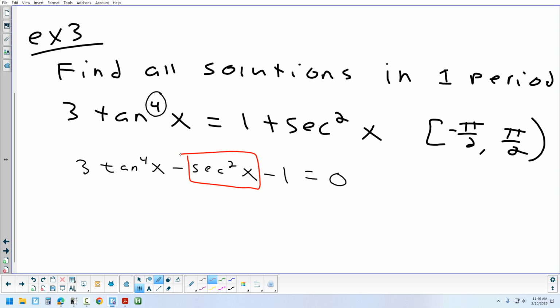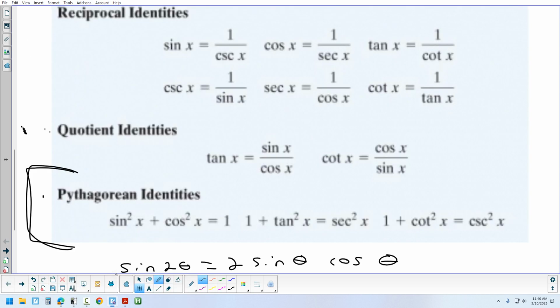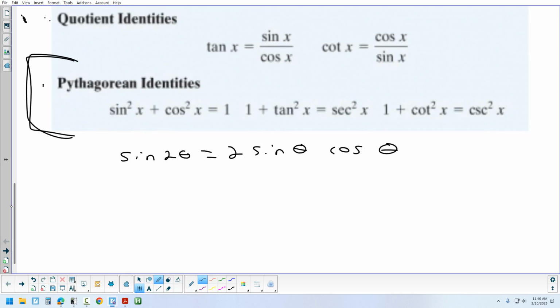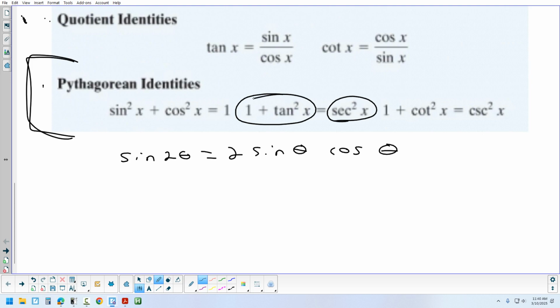Does anybody remember the Pythagorean identity that has secant squared in it? 1 plus tangent squared x equals secant squared x. Yes, secant squared is equal to that. So we're going to change our secant squared to what I have circled on the left: 1 plus tangent squared.